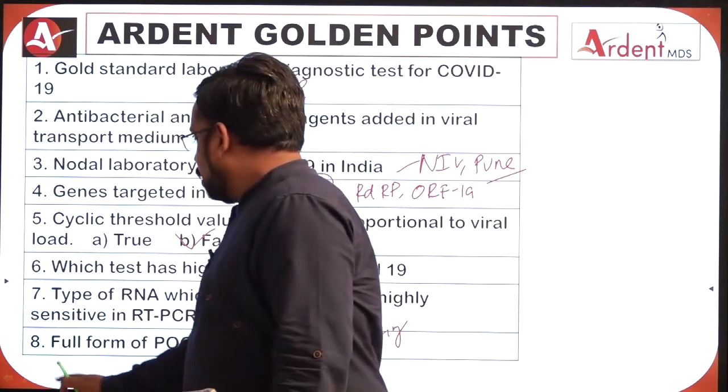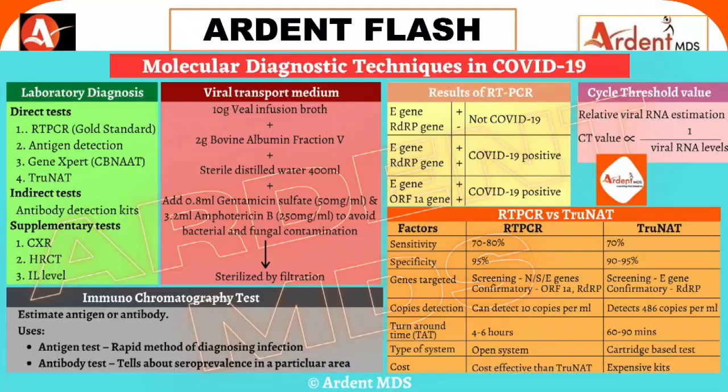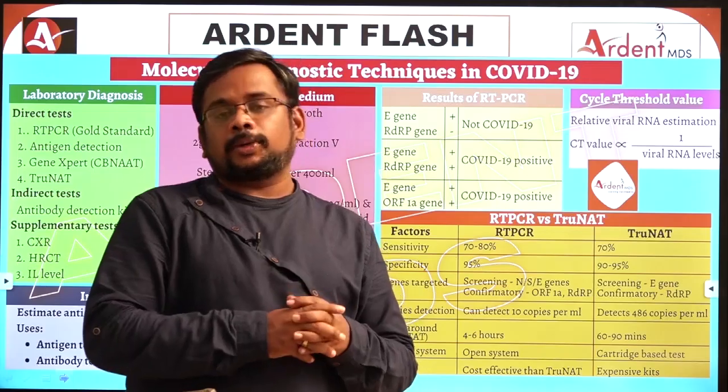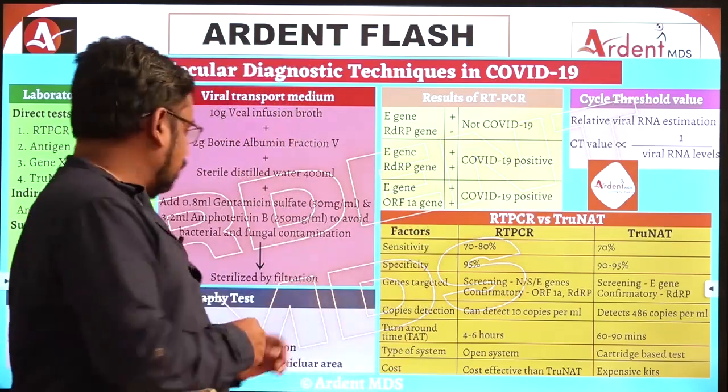So next is about Ardent flash. All the important points we studied till now are given in Ardent flash here. So just go through this laboratory diagnosis. What is the composition of viral transport medium? Results of RT-PCR and how to interpret, cycle threshold value, comparison of RT-PCR and TruNAT, and immunochromatography test. Just take a pass and go through all the important points related to the molecular diagnostic test for COVID-19.